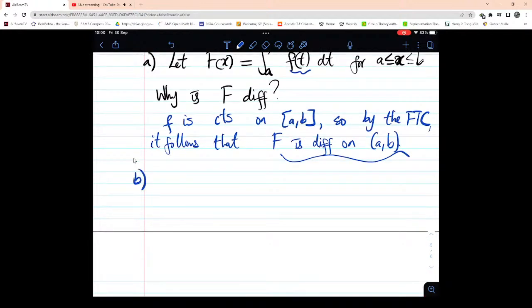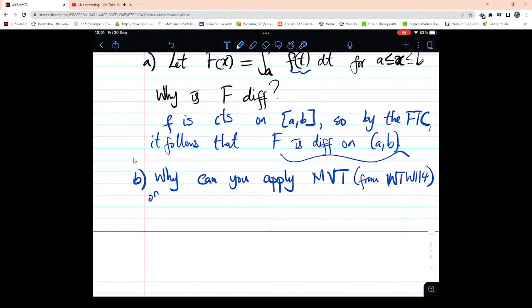So the next step is we should be able to then apply the mean value theorem from 114. So why can we do that? Why can you apply the MVT, the mean value theorem? Let me just say in brackets from 114 of big F on the closed interval AB, right?